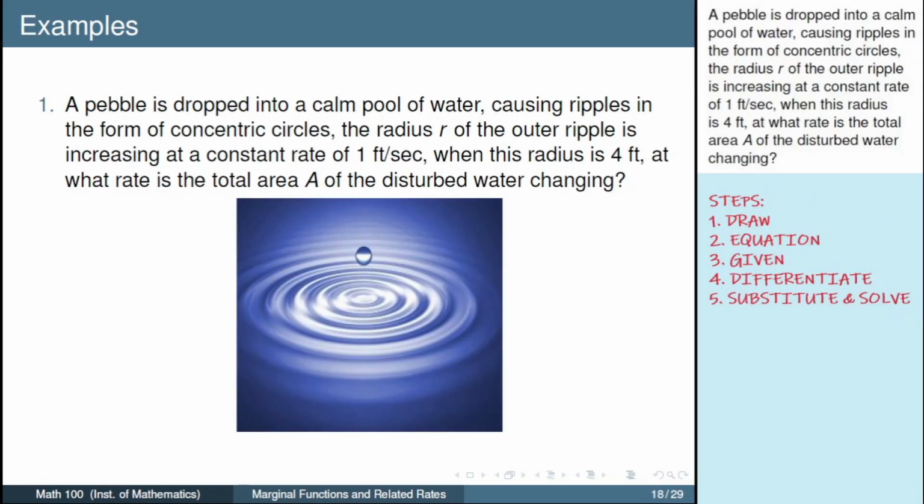For number 1, we have a pebble dropped into a calm pool of water, causing ripples in the form of concentric circles. The radius r of the outer ripple is increasing at a constant rate of 1 feet per second. When this radius is 4 feet, at what rate is the total area A of the disturbed water changing? Okay? Sige, analyze nyo muna yung problem.